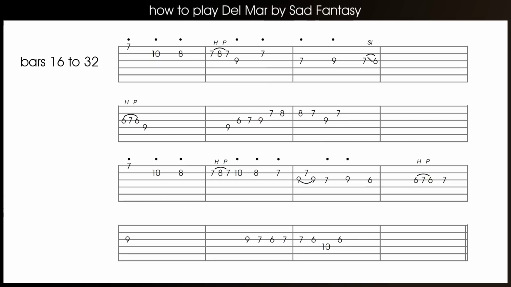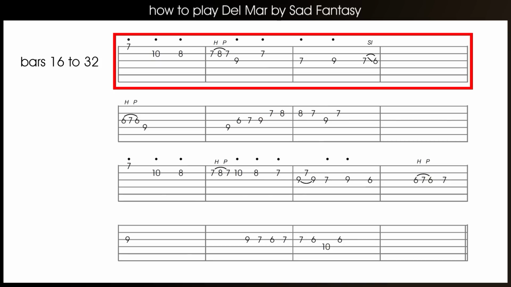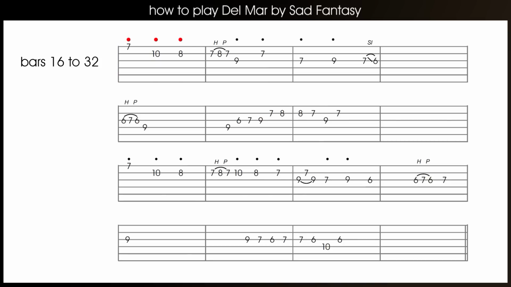So, for example, looking at line 1, you'll see the first 3 notes are staccato. Then we got a hammer and pull, which aren't staccato. Then we got 4 more notes that are staccato. And then the final 2 notes with the slide aren't staccato. So this is what that first line sounds like.